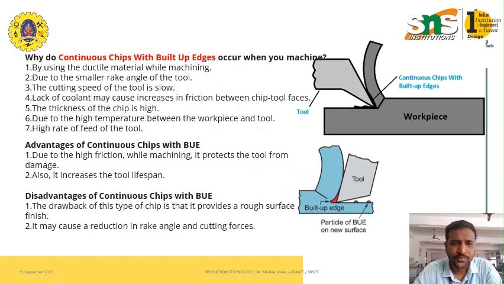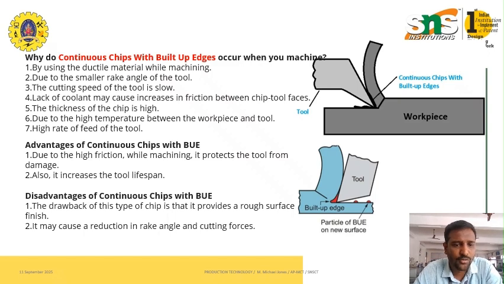Now coming to continuous chips with built-up edges, these happen when a ductile material is being machined and a small rake angle is involved. You can see on the right side that the rake angle is very minimal. When the rake angle is minimal, the chip material may be plastically deformed, and it may have such a condition.